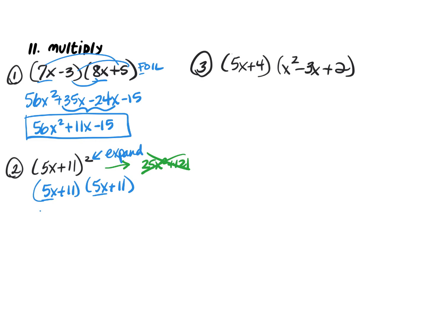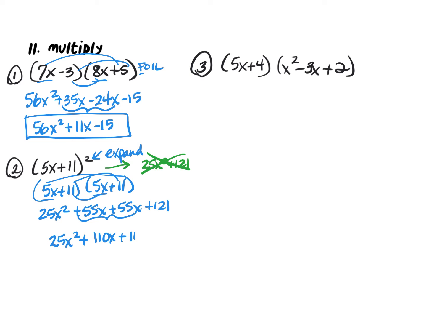So first terms, I get 25x squared. Outer terms, plus 55x. Inner terms, plus 55x. And then last terms, 11 times 11 is 121. Combine my middle terms, 25x squared plus 110x plus 121.